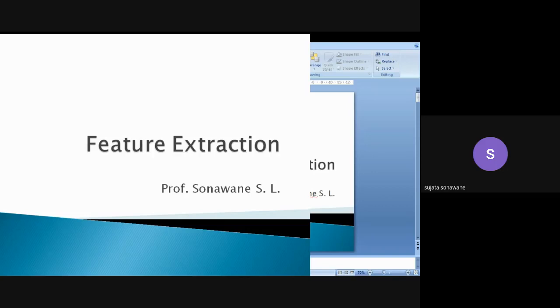Today we will see about feature extraction. Within this feature extraction, we will see how to reduce or how to extract the features. So that we will see today.